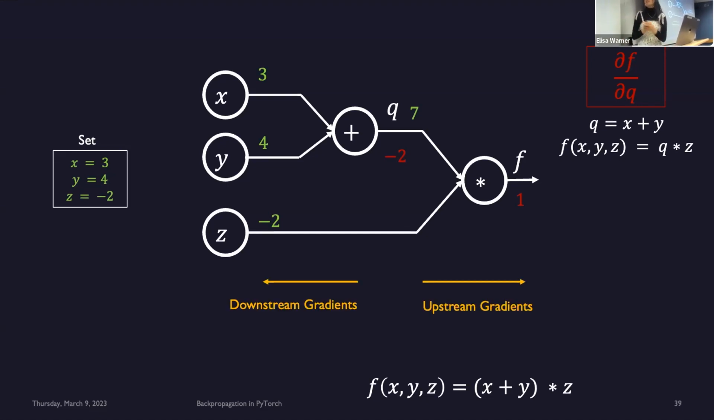Here's a good time to also add some definitions. If we situate ourselves at this part of the graph, q, we can call any gradients which are in the direction towards the output layer upstream gradients, and any gradients which are in the direction towards the input layer downstream gradients.